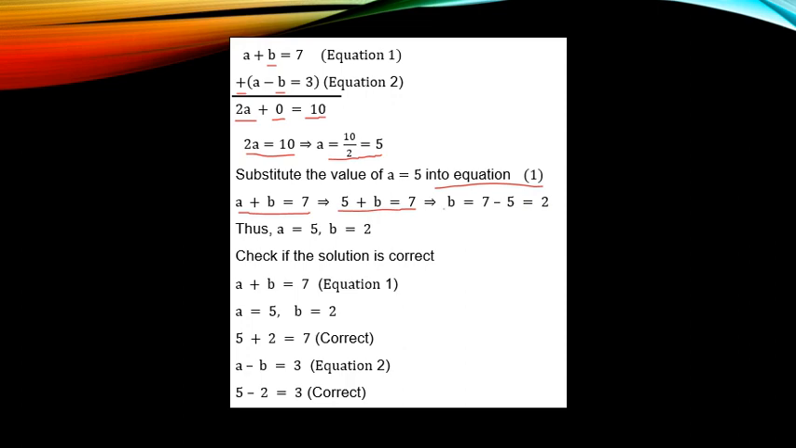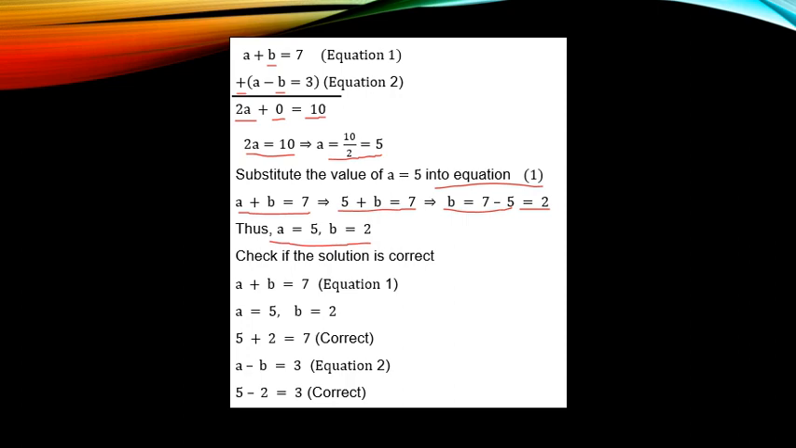You are left with b. And as plus 5 is moving, it changes to negative. So you have b equal to 7 minus 5, and that is 2. So thus, a is equal to 5, b is equal to 2.